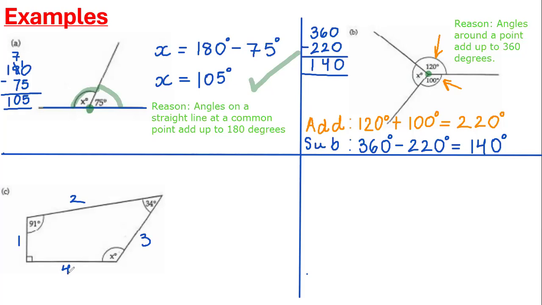All quadrilaterals have what? 4 sides. All quadrilaterals have 4 sides. What are some types of quadrilaterals that you know?